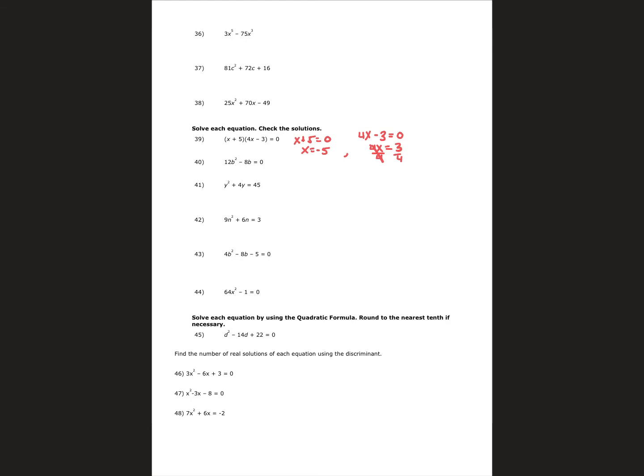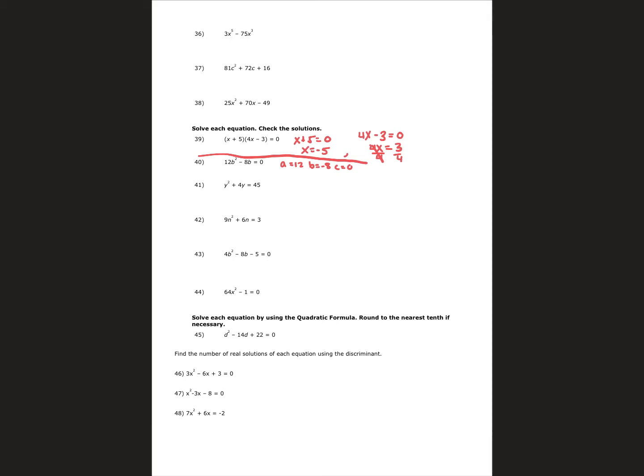In number 40, once you have it set equal to 0, you can decide if you want to use quadratic formula or factoring. If you use quadratic formula, remember that the x squared is the a value, the x is the b value, and then the c is just the constant. So in this case, a is 12, b is negative 8, c is 0. And then you could plug into quadratic formula.